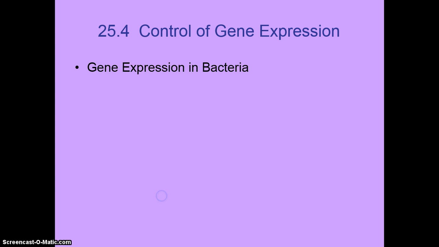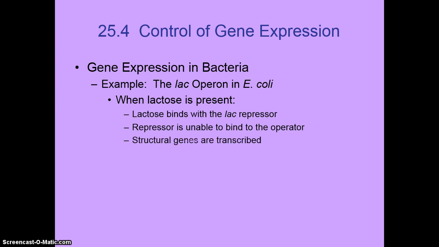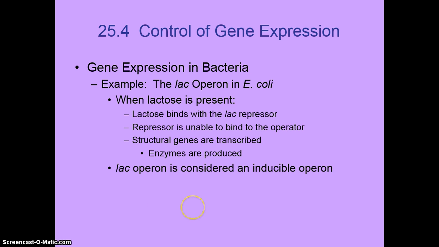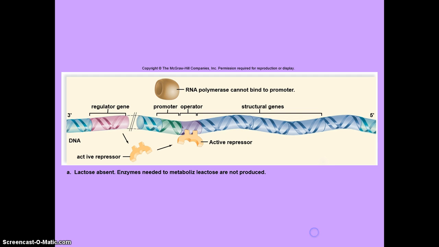On the other hand, if you have lactose in your system, so you take in milk, here's what happens instead. The lactose binds with the lac repressor. The repressor is unable to bind to the operator, which is going to allow the structural genes to be transcribed and the enzymes to be produced. The lac operon is considered an inducible operon, and the reason for this is because it's only activated when lactose induces its expression. So you have to have lactose around in order to cause it to be expressed. Repressible operons are usually active until a repressor actually turns them off.